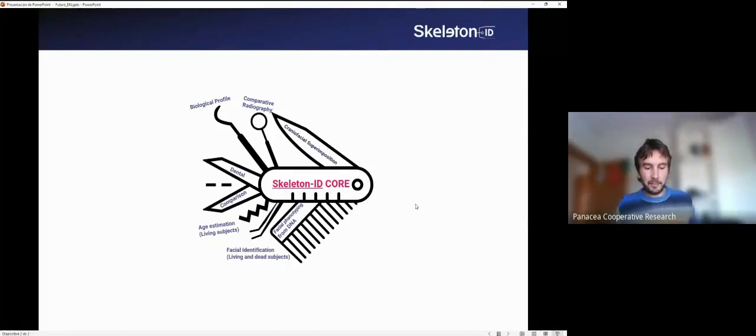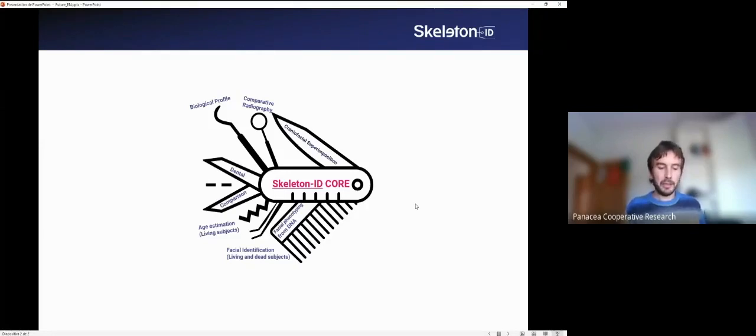But at the same time, we have what we call the modules, which makes Skeleton ID a tool to support multiple purpose identification. So what you see there is some of these modules are already developed, others are under development, and others are in early stages of research, such as the facial phenotyping module. We are really in the first years of research.